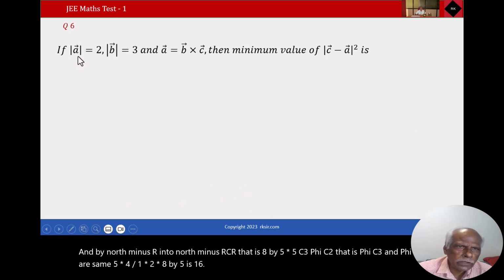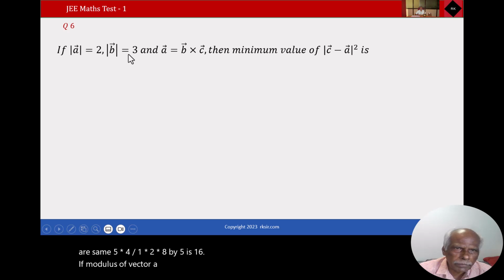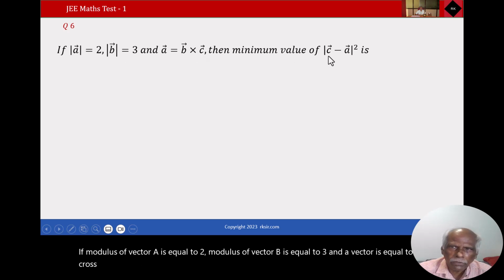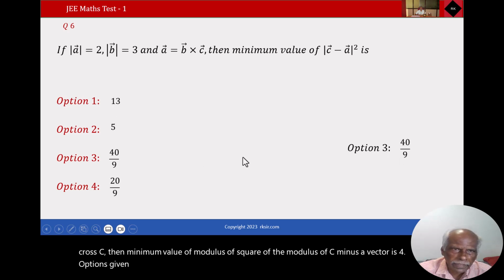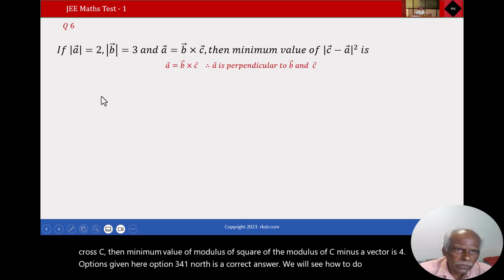If modulus of vector A is equal to 2, modulus of vector B is equal to 3 and vector A is equal to B cross C, then the minimum value of the square of the modulus of C minus A vector is, there are 4 options given here. Option 3, 40/9 is the correct answer. We will see how to do it.